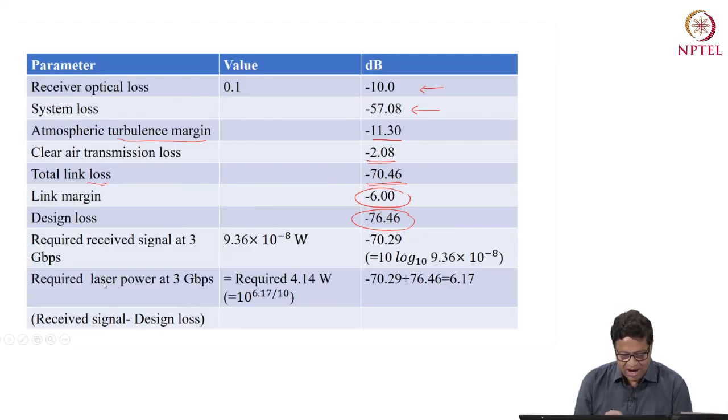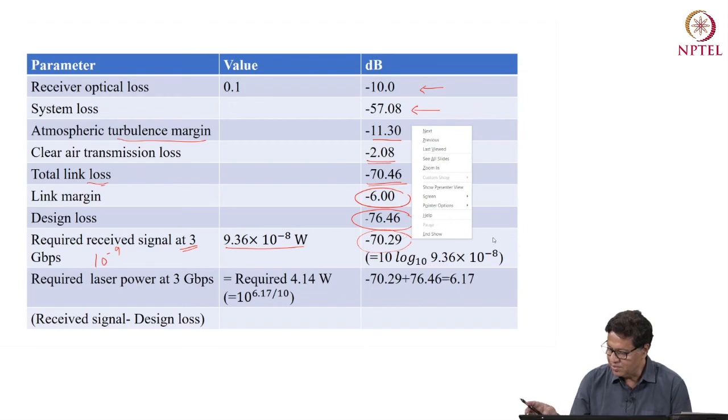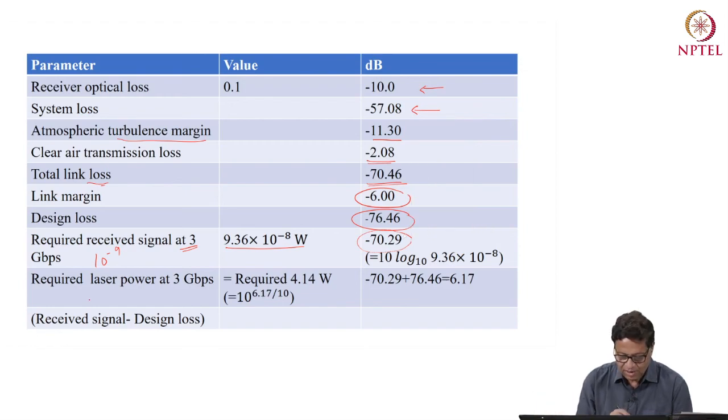76.46. And at 3 gigabits per second, I require at least this much power at the receiver. Only then will I be able to decode. There is some P_R minimum required at the receiver for 3 gigabits per second and meeting a bit error rate of 10 to the minus 9. And that power is equal to minus 17.29.